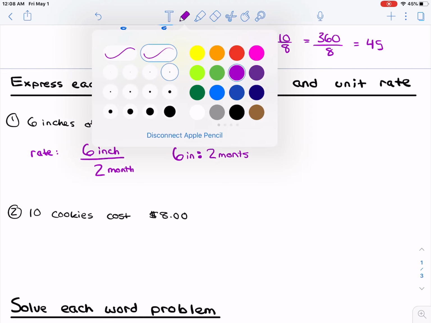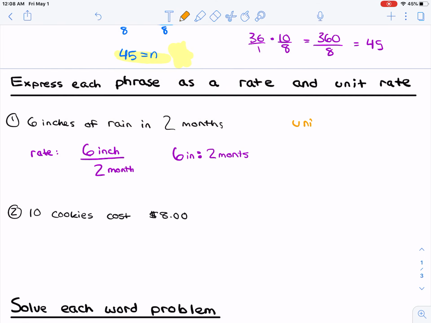Now, for a unit rate, remember, unit rate just means that we need to have one of our numbers in our ratio be 1, okay? So we can either change that months to 1, or we could change our inches to 1. I'm going to go ahead and choose to do months. So how would I get that 2 to become 1? With dividing. Remember, anything divided by itself is 1, so I'm going to go ahead and divide by 2 on both sides here. And I would get 3 inches to 1 month.